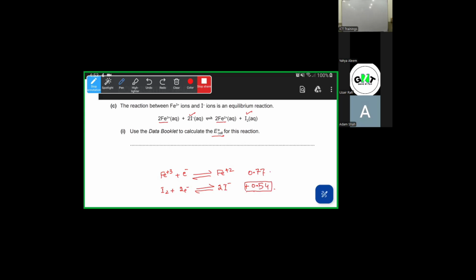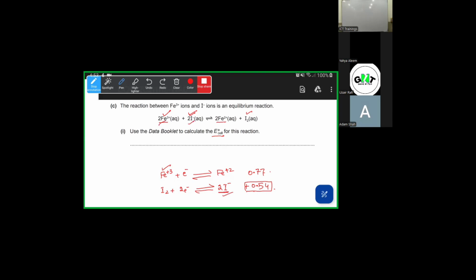So the smaller value has to be reversed. And in the equation, he wants the Fe plus 3 as a reactant. So this is already a reactant. And he wants I minus as a reactant. So this is present in the product. So we have to reverse this equation, because we have to react these two things.